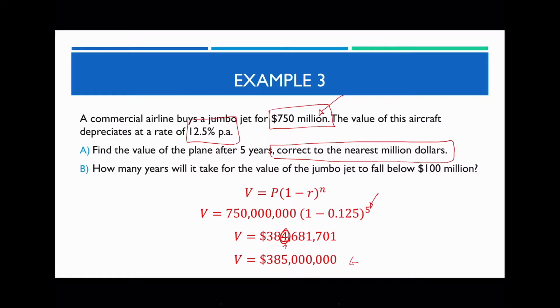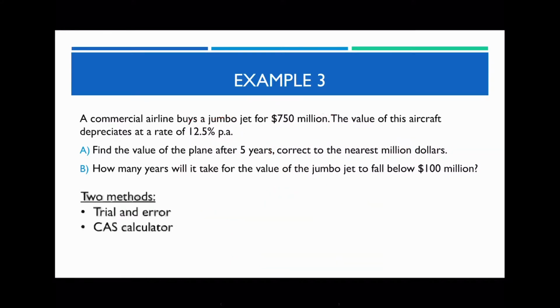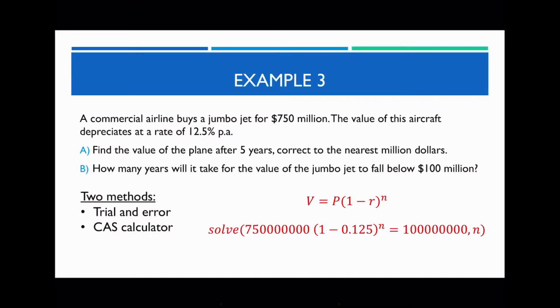Now, to answer part B, part B wants you to calculate how many years it will take for the value of the jumbo jet to fall below $100 million. In this case, there are 2 strategies you could use to get the final answer. The first way is to keep on trial and erroring and repeat this process until you get an answer that is below 100 million, or you could use the CAS calculator. The CAS calculator method is going to be a lot faster, and there's a way that you need to write it down. This is what you would need to input directly into the CAS calculator.